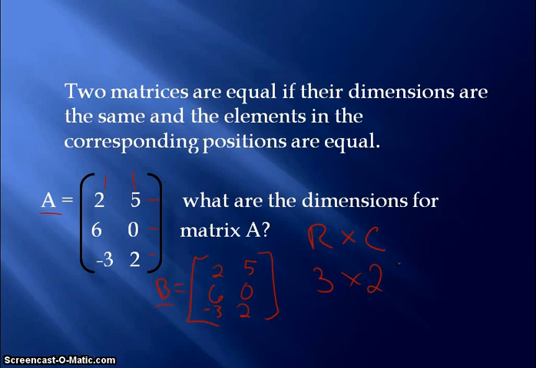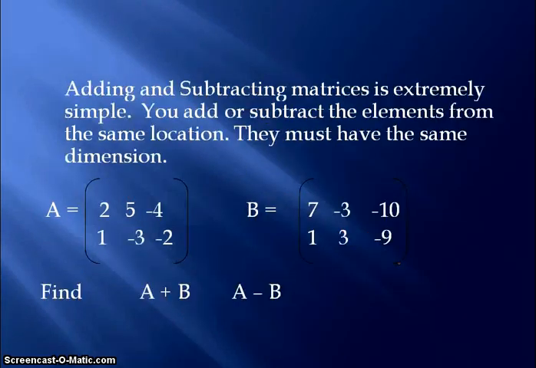And it may seem trivial, but especially when we get into deeper operations with these, it's going to be very important that you are able to find the dimensions of any matrix. Because sometimes when we're multiplying, you can't get an answer out of it. Adding and subtracting matrices, very easy. You add or subtract the elements from the same location, and your matrices must have the same dimension. So here we have a 2 by 3. Here we also have a 2 by 3. So we're free to add and subtract.